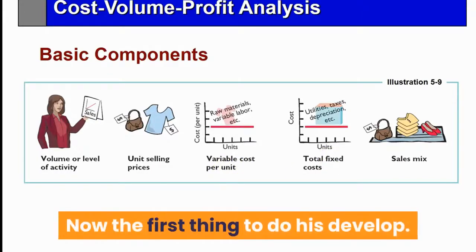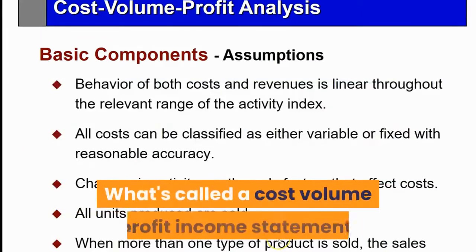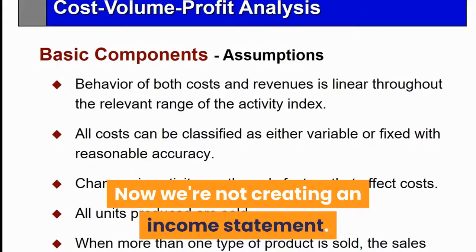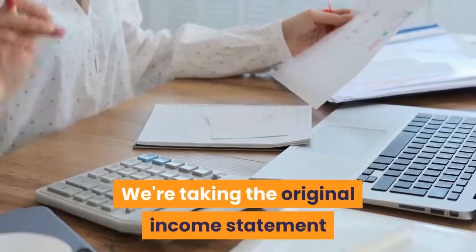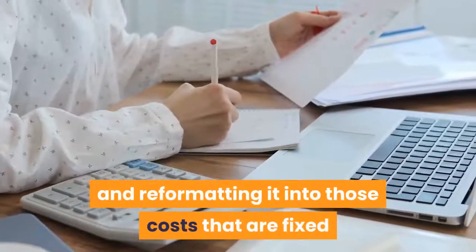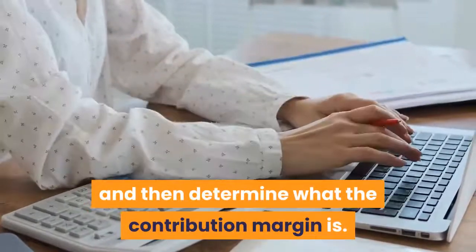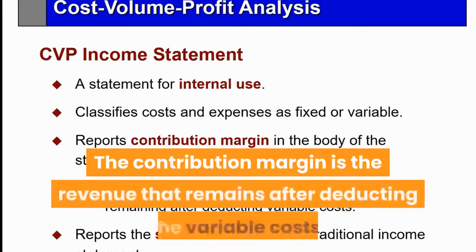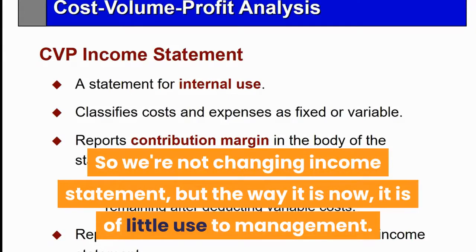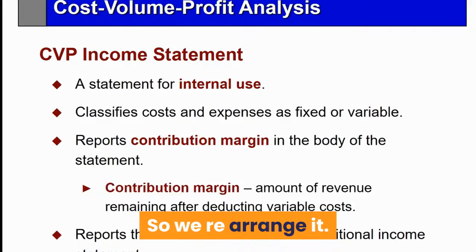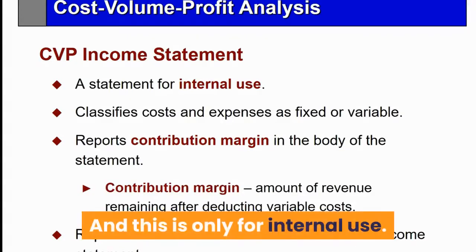Now the first thing to do is develop what's called a cost-volume-profit income statement. Now we're not creating an income statement. We're taking the original income statement and reformatting it into those costs that are fixed and those costs that are variable, and then determine what the contribution margin is. The contribution margin is the revenue that remains after deducting the variable costs. So we're not changing the income statement, but the way it is now, it is of little use to management. So we rearrange it. And this is only for internal use.